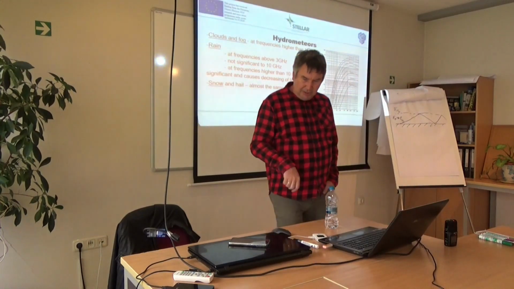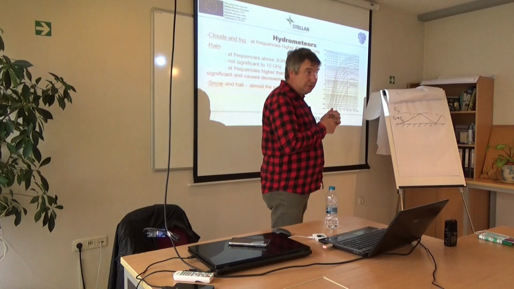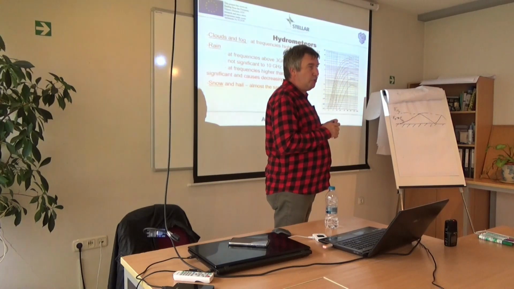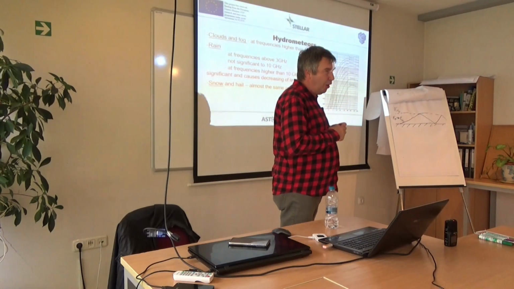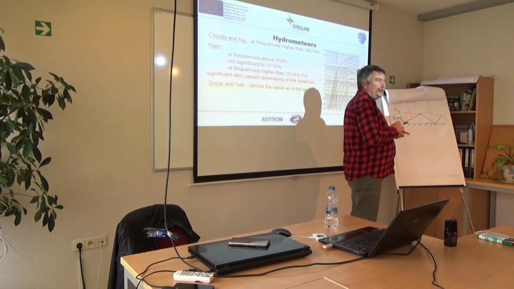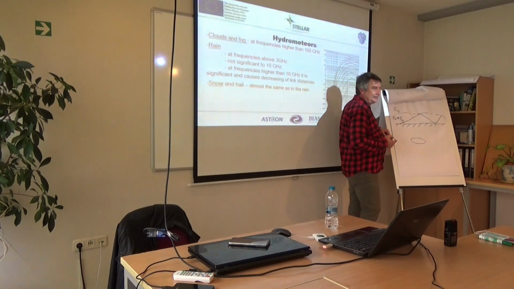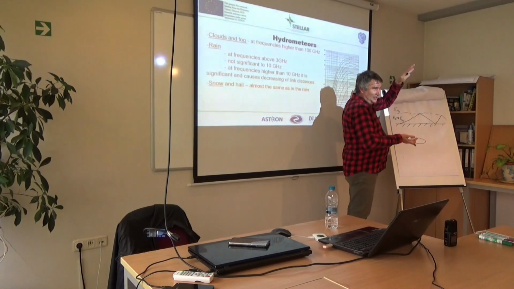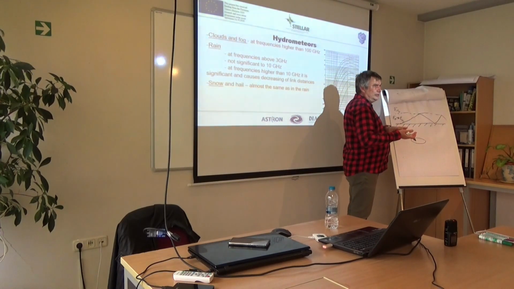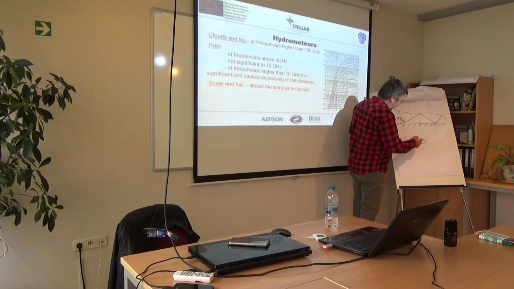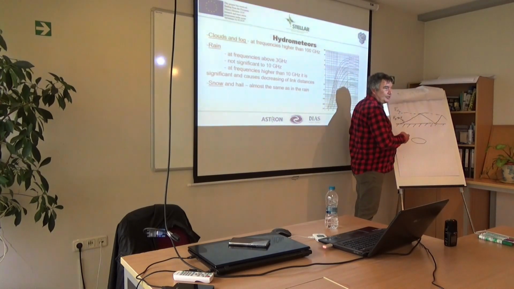And one more thing about depolarization. What is the shape of a raindrop? That is in kids' books. Because of air friction, yes, this is the shape of a raindrop. And therefore, attenuation for horizontal polarization is bigger than attenuation for vertical polarization.